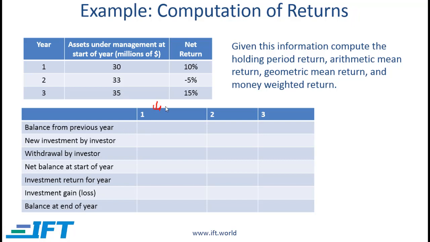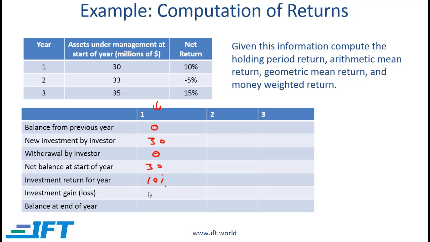This is year 1, then year 2, year 3. What's the balance from the previous year? Actually, the way we'll do it is say this is 0. And then the new investment is 30. What is the withdrawal? In this, at the start, there is no withdrawal. Net balance at the start of the year is then 30. Investment return for the year, that's given 10%.